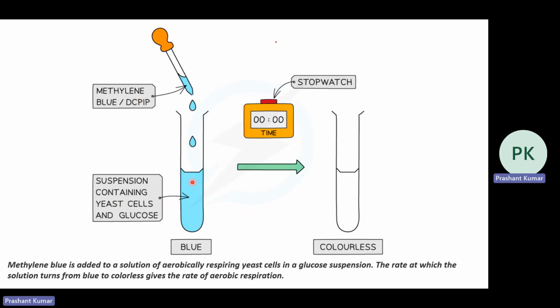So first we have taken a test tube and we have made a suspension of yeast cells and glucose, and this is the stopwatch, and it will become colorless. So methylene blue is added to the solution of aerobically respiring yeast cells. The rate at which the solution turns from blue to colorless will give you the rate of aerobic respiration, with the help of a timer.